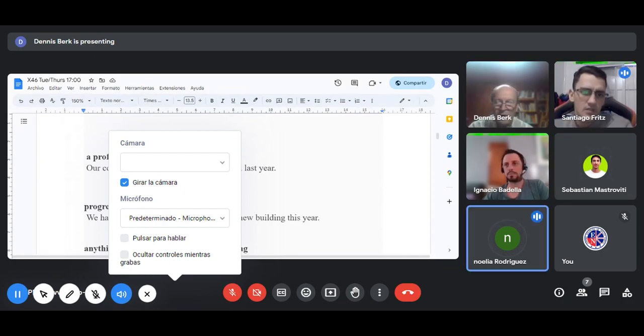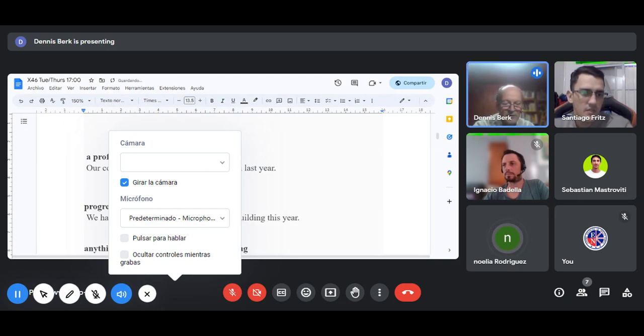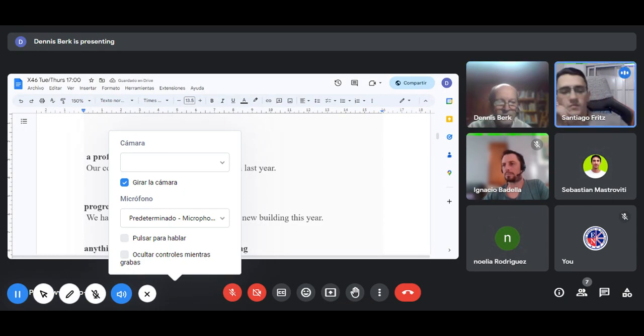Okay, so we have made or done progress? We have made, because it's like a consequence. This is the outcome. So we have made significant progress. The new building this year.